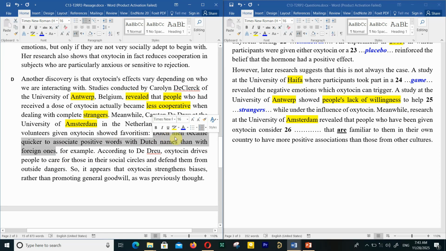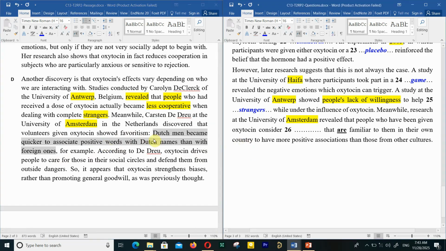You see? This is where you probably find the answer. And for country, it uses Dutch. And it said that Dutchmen became quicker to associate, meaning familiar, positive words with Dutch names. So we need the plural. Consider words that are familiar, or consider names that are familiar. So this is names. It's about meaning. First the grammar helped us, then the meaning. Okay.